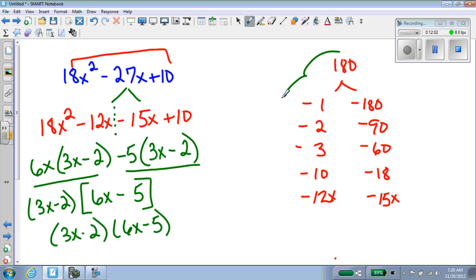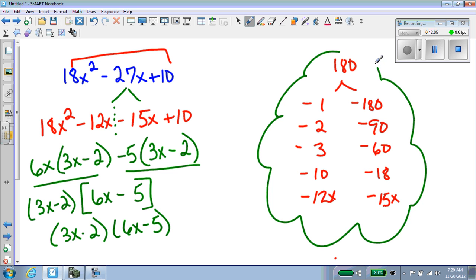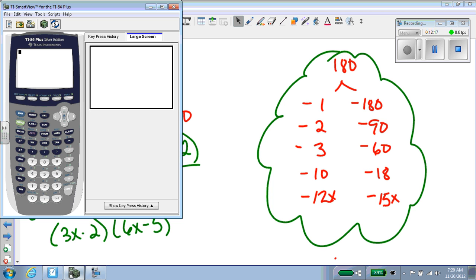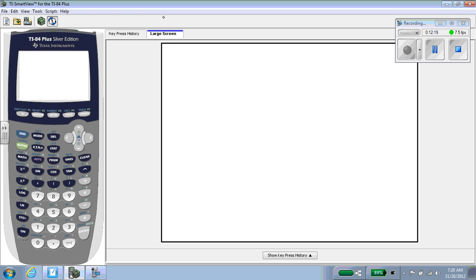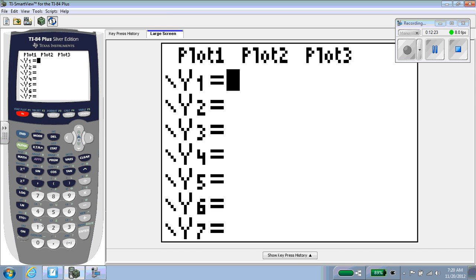So here's the reason why in elementary school you made tables of factors, because it helps to create a grouping strategy for factoring. By the way, if you have trouble making factors, you can use your calculator. In y equals, just type 180, right? That was the number we were looking for, divided by x, and then go to your table.